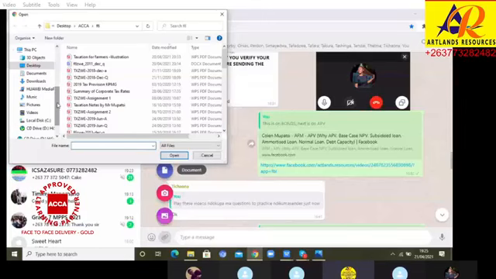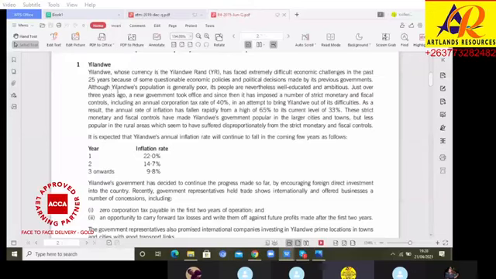Although Ilandwe's population is generally poor, its people are nevertheless well educated and ambitious, like Zimbabweans. We are poor, but they never underestimate our education, and we are ambitious, and God is around the corner for us.